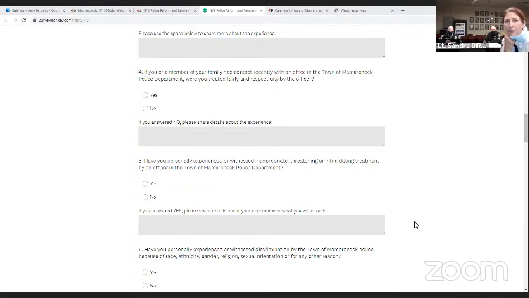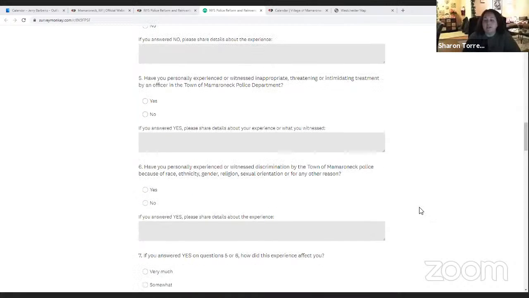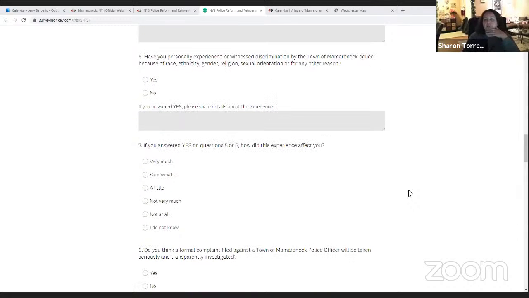Well, I agree. If you look at 4 and 5, it talks about being treated fairly and respectfully. And then the second one after that talks about threatening or intimidating treatment. So I think we were covering both of those in our survey as well. Yeah. Personally witnessed or witnessed inappropriate, right? It's very similar, but it's already done. And it's also very consistent in the way it's written. With the very much, somewhat, a little, everything's exactly the same, and they already did the work. So I definitely don't believe in creating work where you don't have to. Yeah.